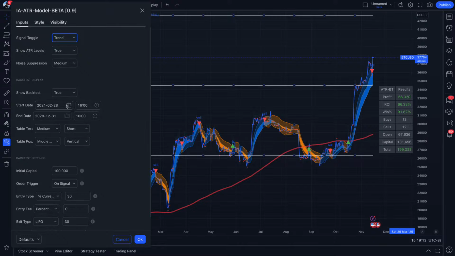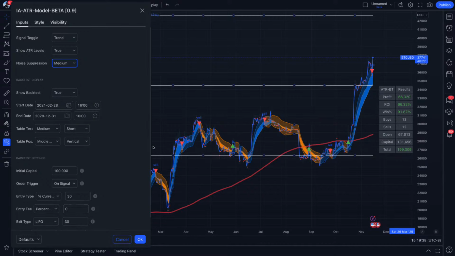91.67%. Now, also bear in mind, you can do noise suppression. You can turn on high. That will modify the results too. You get fewer signals, worse results. You can go medium, 91. You can go low, 85%, and you can go none at all and just see all the signals. And this is 90.38. So it looks like medium is the best for Bitcoin in this particular instance.